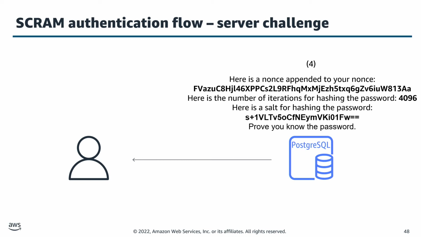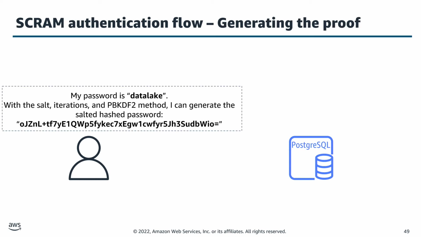Postgres comes back and says, okay, I'm going to generate my own nonce because we want to make sure each of us is in a unique session. I'm going to append it to your nonce, so we're going to have one super nonce. We have a hashing method we need to use to get your plaintext password into the crypto that we need. So here's the number of iterations, and here's the salt. Go for it. Prove that you know the password.